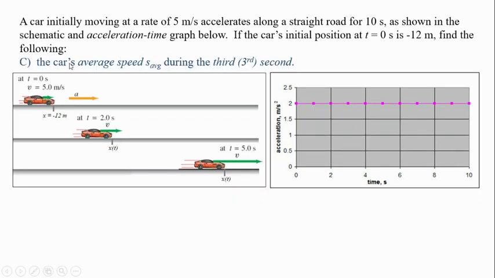Let's do part C. Part C asks us to find the average speed during the 3rd second. So here's the wording could get the best of you. The 3rd second starts at 2 seconds and ends at 3 seconds. Okay, so listen well here. From 0 to 1 second in physics is known as the 1st second. From 1 to 2 seconds is known as the 2nd second. From 2 to 3 seconds, it is known as the 3rd second.